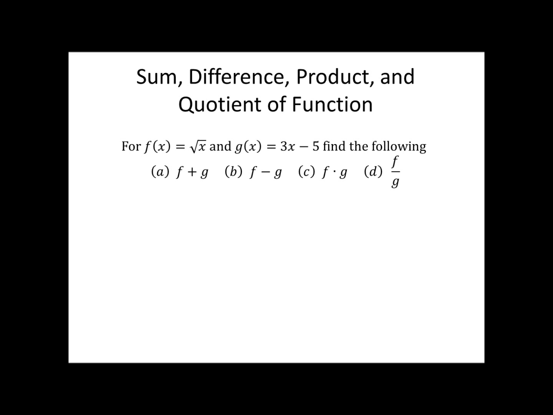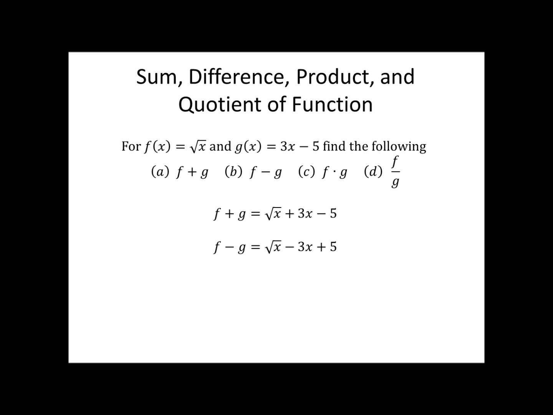For two functions, f(x) equals the square root of x and g(x) equals 3x minus 5, let's go ahead and find the sum, difference, product, and quotient of these functions. Now (f+g)(x), all we do is take f(x), which is the square root of x, and add 3x minus 5. There's nothing we can really combine or cancel, so we'll leave it like this.